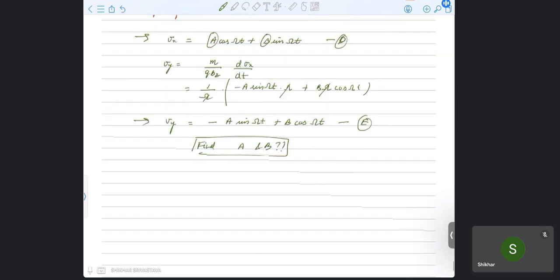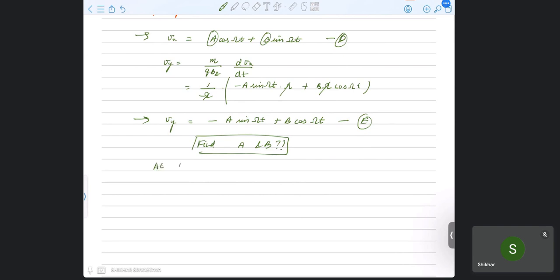So we'll use initial conditions. At t equal to 0, your velocity in x was v naught x and velocity in y was v naught y. So we'll use this in equations D and E. We'll find that v naught x is equal to A cos 0, cos of 0 is 1, so A, plus B sine 0, sine of 0 is 0. So your A is nothing but v naught x.